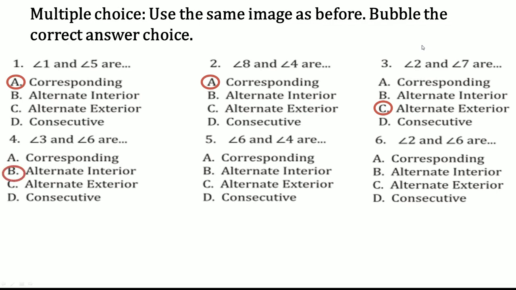Number 5, 6 and 4. They're both on the inside and they make a line, so those are called consecutive interior. And 2 and 6, they're in the same spot, so we could call that corresponding. Okay, so there you go. Those are all your solutions for page 4.